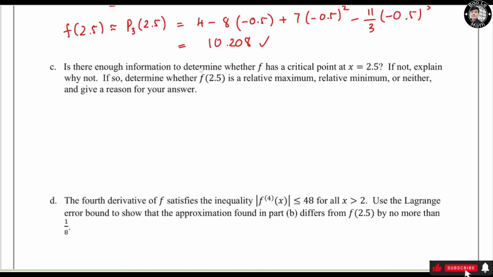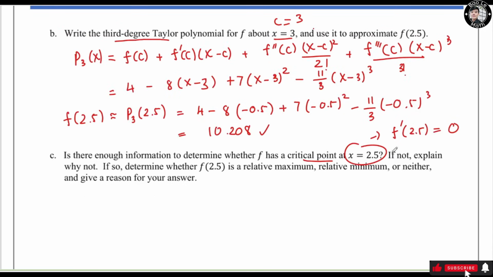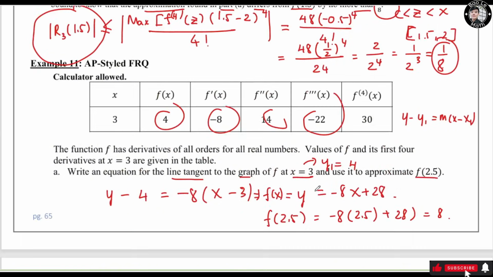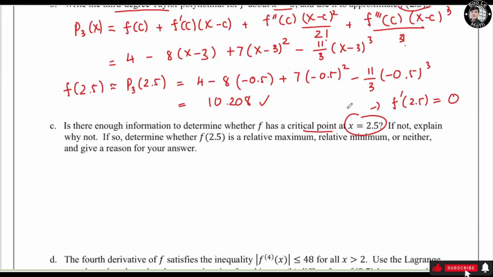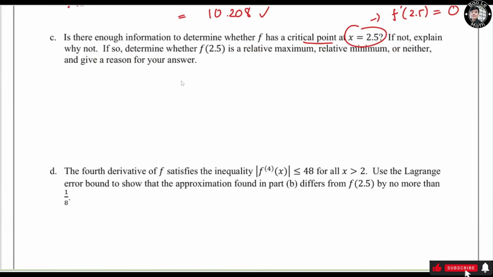Is there enough information to determine whether f has a critical point at s equals 2.5? In order for s equals 2.5 to be a critical point, you need f prime of 2.5 equal to 0, right? So we look at this one right here. We only have f of 2.5. We don't have f prime. And we look at the table right here. We actually don't have it, right? So we're going to say no.